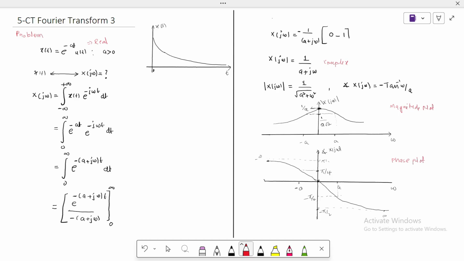If you get the signal in the frequency domain as complex, then we have to draw the magnitude plot and phase plot. For understanding only, we have drawn this magnitude plot and phase plot. It is not necessary for all signals. We just need to find the Fourier transform and inverse Fourier transform.